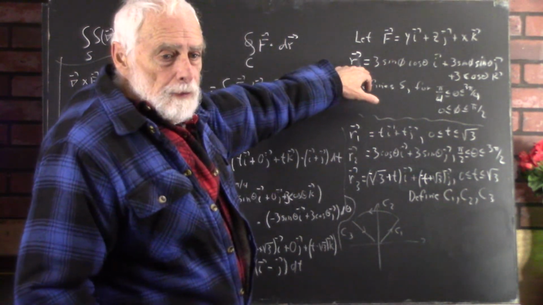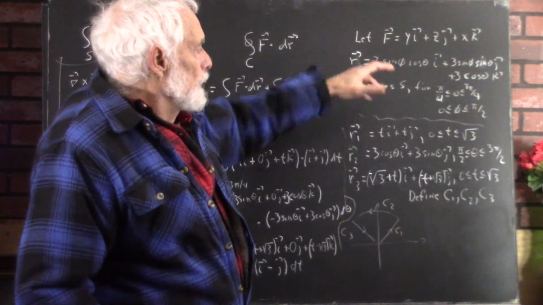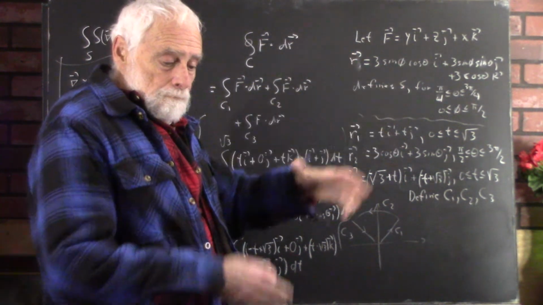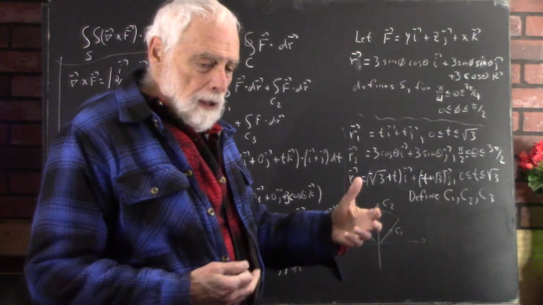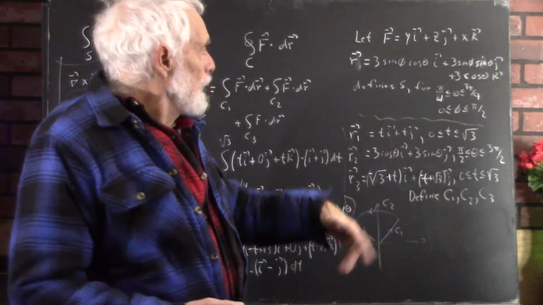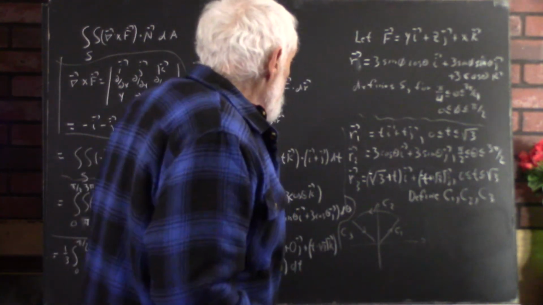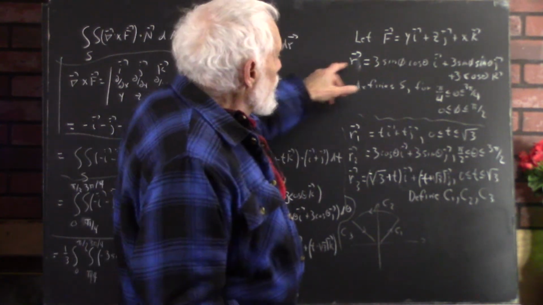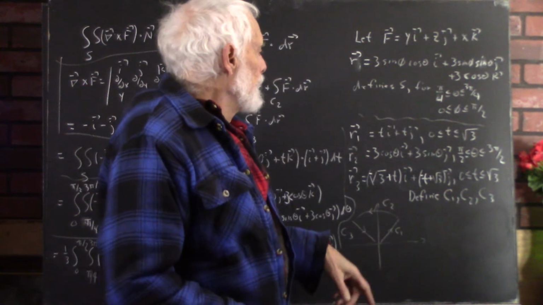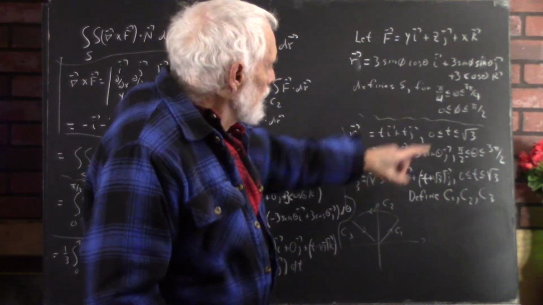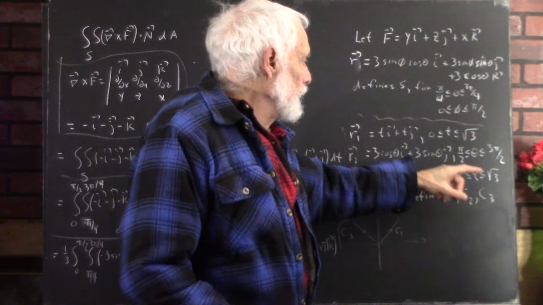This is going to be a parameterization. If you do it for theta from 0 to 2 pi and phi from 0 to pi, that's just a parameterization of a sphere of radius 3. Okay? This is a sphere of radius 3, but in this case, theta is going to go from pi over 4 to 3 pi over 4.